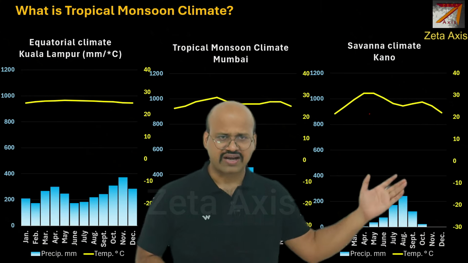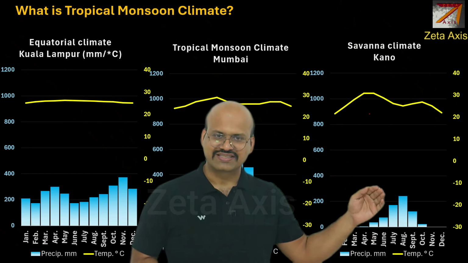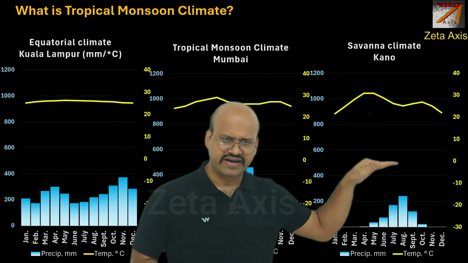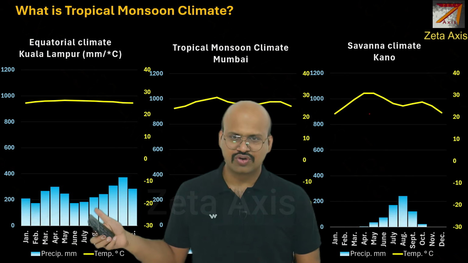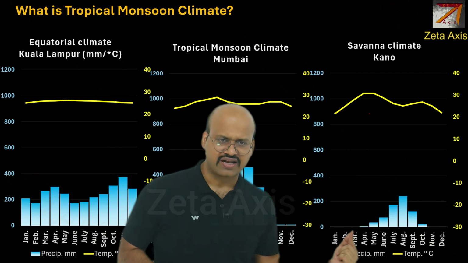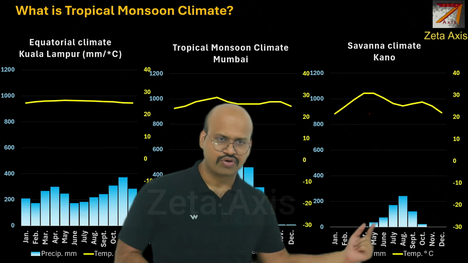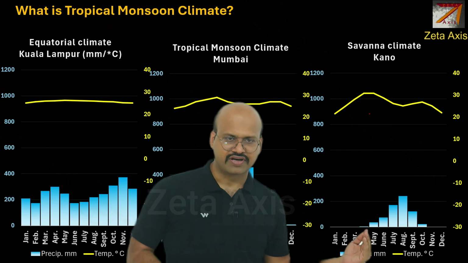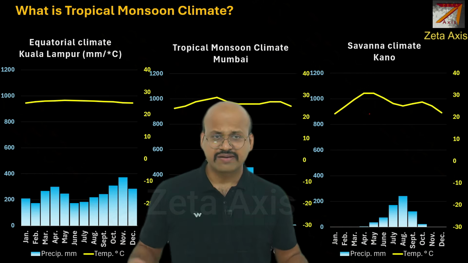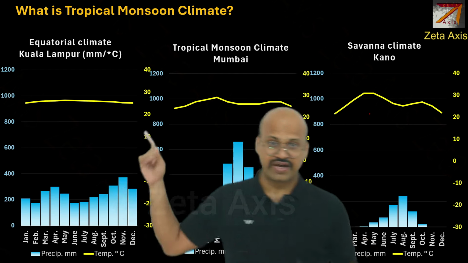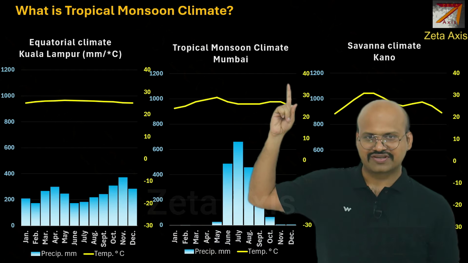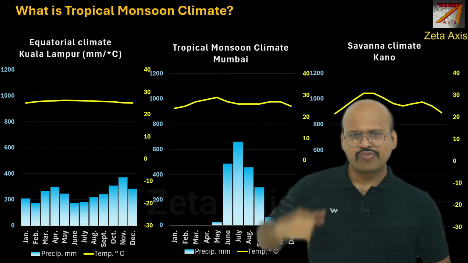The temperature is also almost constant throughout the year. This is the savanna climate system, which we'll be discussing in the next video. Here the rain is significantly less compared to the equatorial climate, and there are a large number of months, both in winter and in summer, where there is no rainfall. In between these two climate systems, we have the tropical monsoon climate system, and we have taken the example of Mumbai.